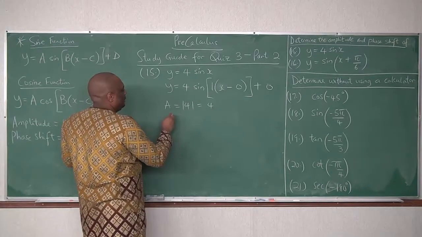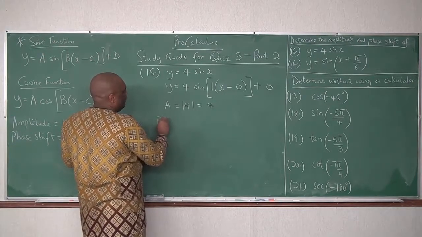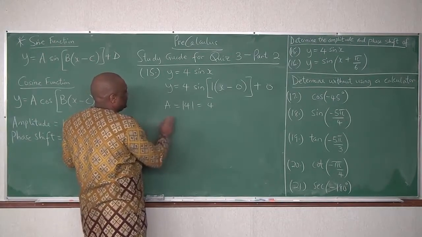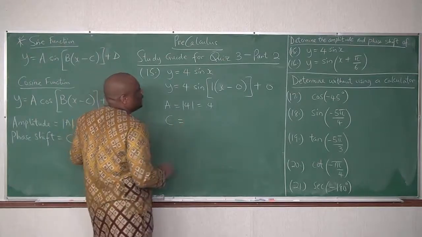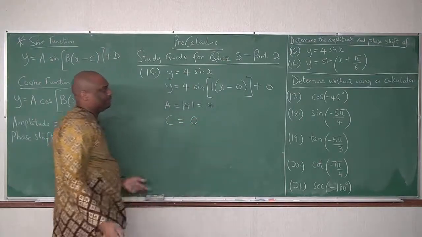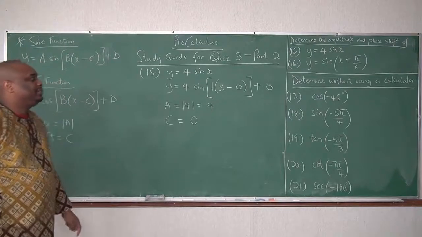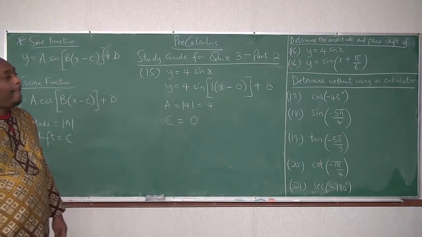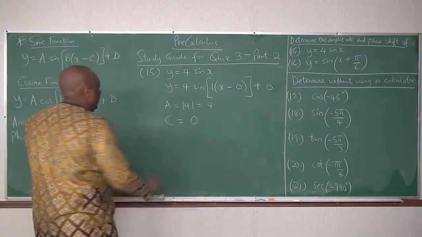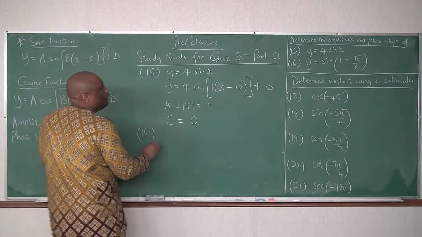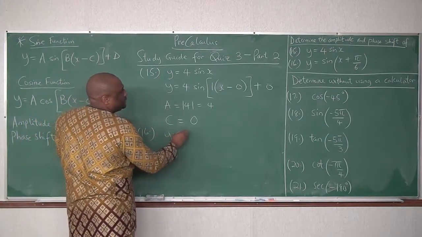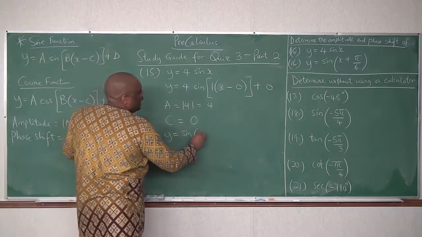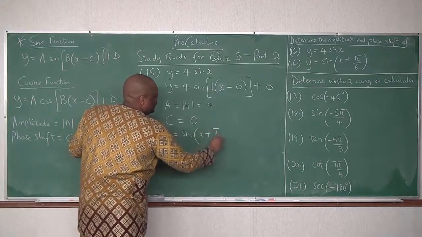And then the phase shift. C is the phase shift, and that is 0. That's it. Phase shift is 0. Right? 16, we have that y is sine x plus pi over 6.